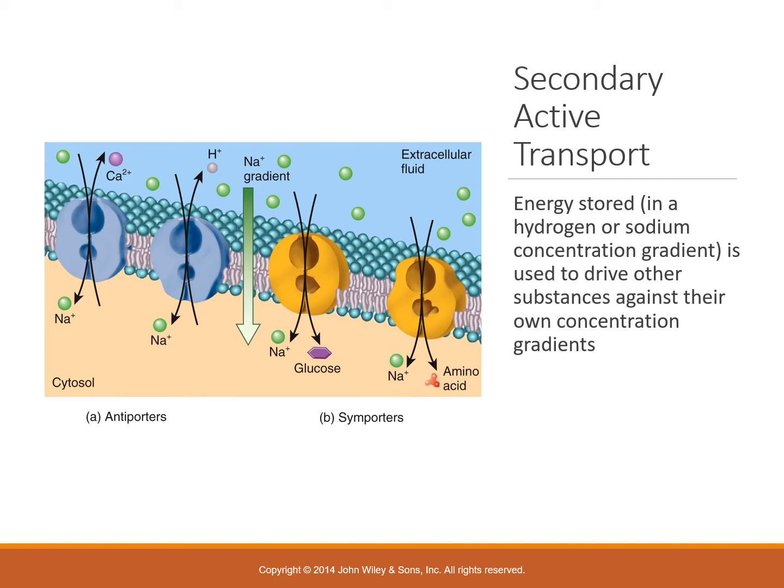We do have a couple of different kinds of these carrier proteins: antiporters and symporters. Symporters move substances in the same direction. Here you can see the sodium gradient going this way, so you have a higher concentration in the extracellular fluid than the intracellular fluid. In symporters, sodium moves through the channel going one way, and the other substance, in this case glucose, moves in the same direction. Same with the amino acid. Those are symporters, sym meaning same.